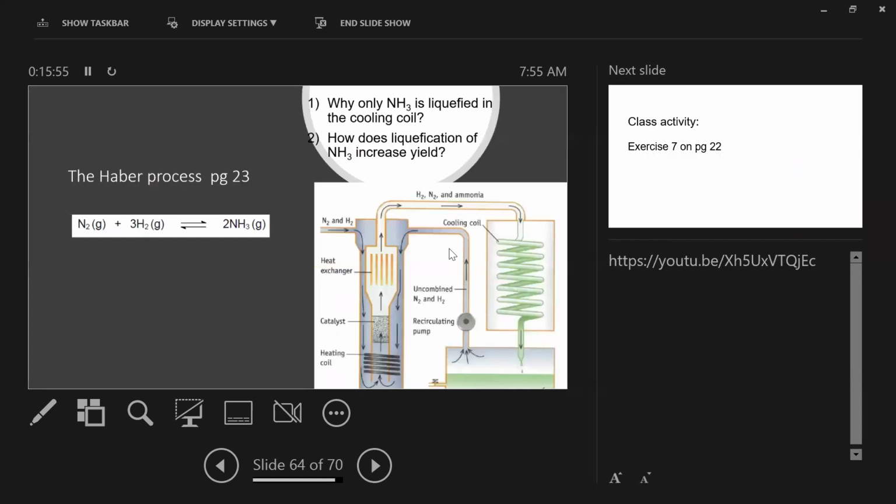Let's look at this Haber process. This is on page 23 of the lecture notes. Why is only ammonia liquefied on the cooling coil? This is the cooling coil. This is the reaction mixture, which we know is a reversible reaction. It's never complete. So this mixture is passed through the cooling coil, whereby only ammonia is collected, while the nitrogen and hydrogen are recycled back to the reaction system for further reactions.